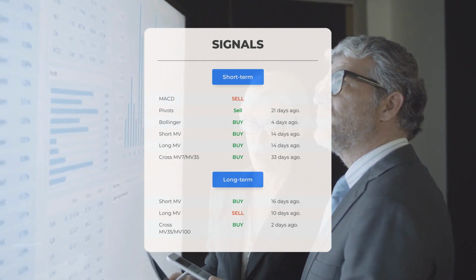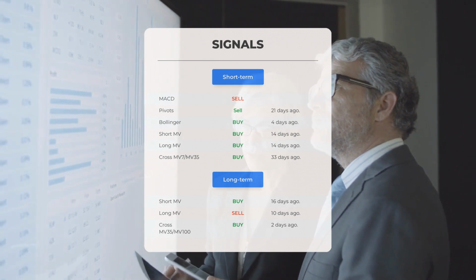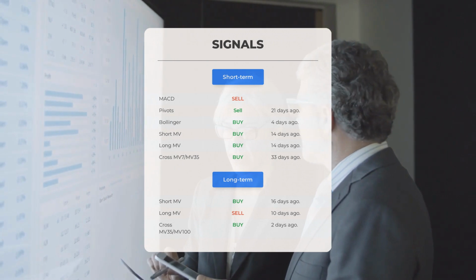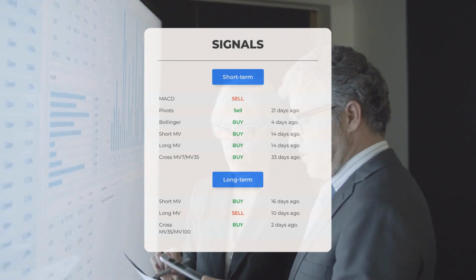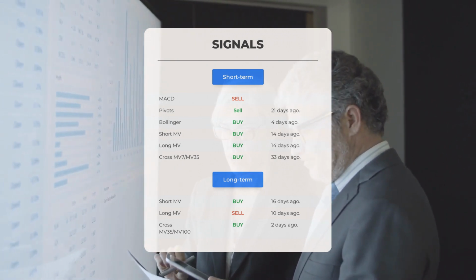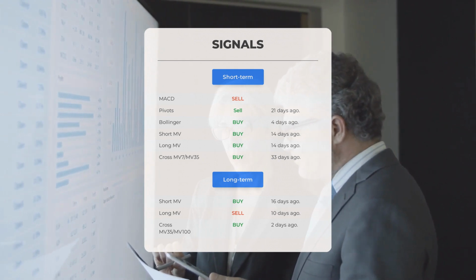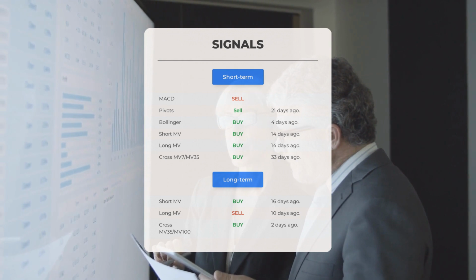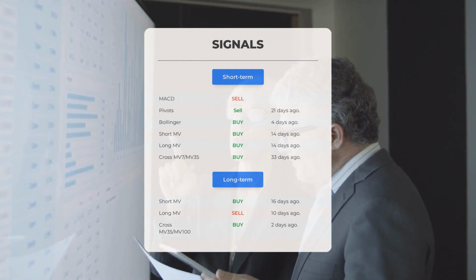Moving on to the short-term moving average. It provided a promising buy signal 14 days ago. Similarly, the long-term moving average also signaled a buy 14 days ago. Exciting, right? And here's an interesting insight: the relation between the short and long moving averages showed a buy signal 33 days ago.